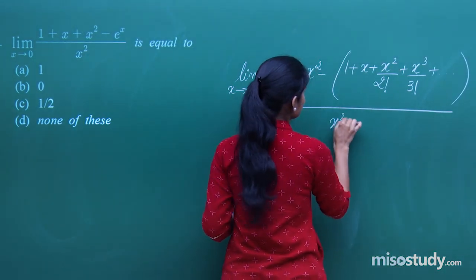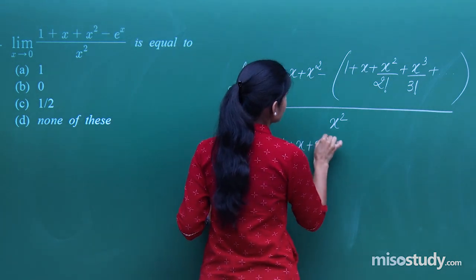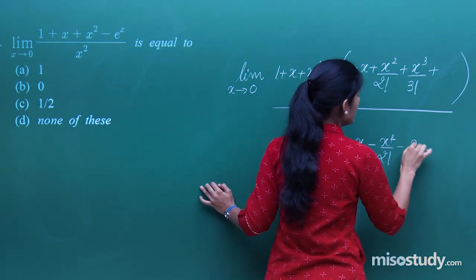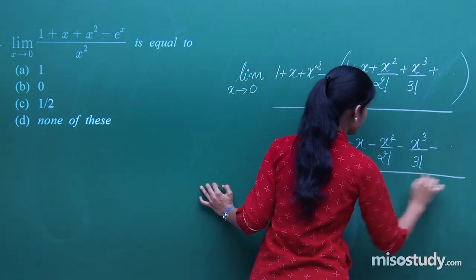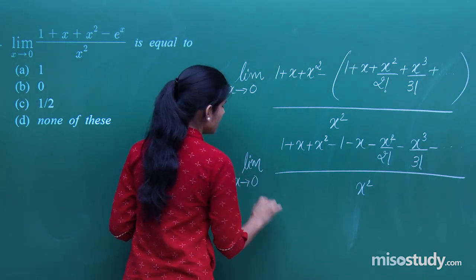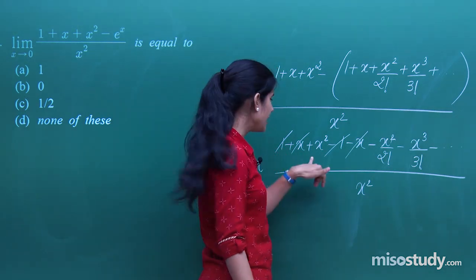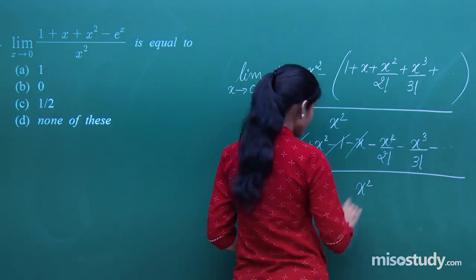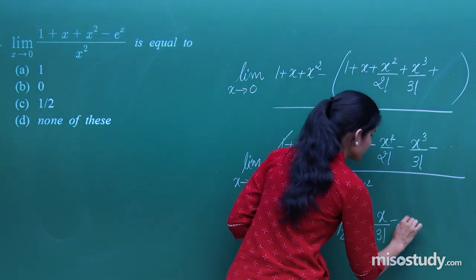whole upon x square. So now when you open up the bracket, you get 1 plus x square minus 1 minus x square by 2 factorial minus x cube by 3 factorial and so on, whole upon x square, and its limit I need to evaluate as x approaches 0. So 1 minus 1, x minus x gets cancelled out, x square upon x square gives you 1, this gives you 1 by 2 factorial, then onwards what you start getting is minus x by 3 factorial and so on.